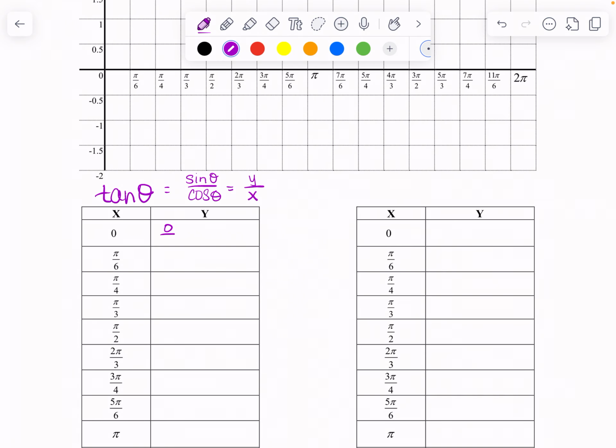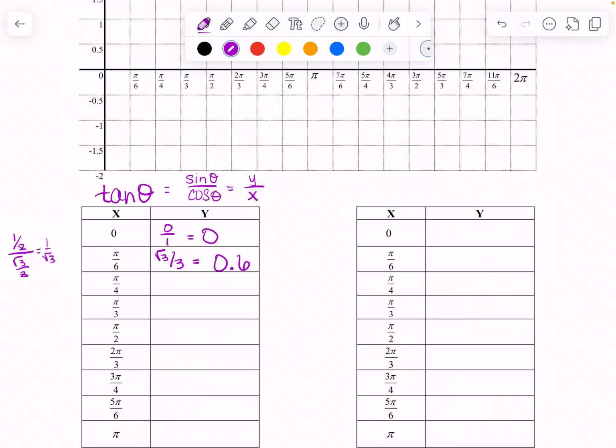So tangent, 0 over 1, so that one's 0. Pi over 6, I'm going to write some of these first ones down. All right, so my 2's are going to cancel. So I have 1/2 divided by root 3 over 2. 2's are going to cancel, so I get 1 over root 3, and then rationalize, so I get root 3 over 3. And root 3 over 3 as a decimal is 0.6.